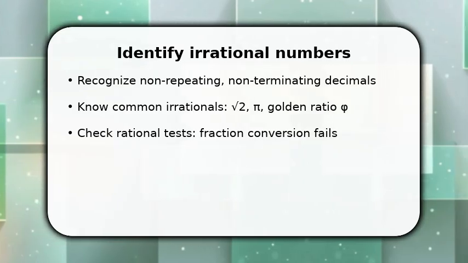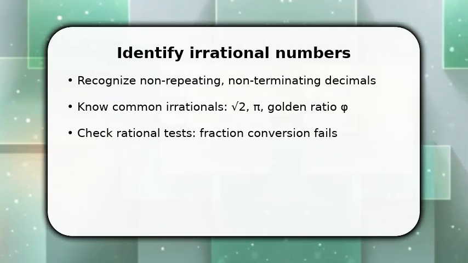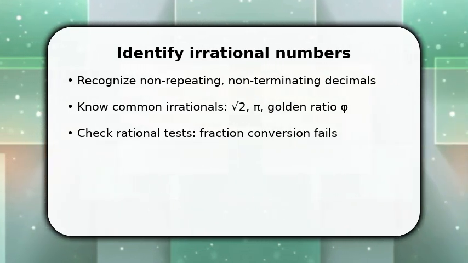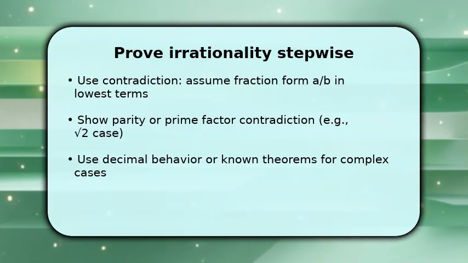Start with simple square roots. If the radicand isn't a perfect square, treat the root as potentially irrational and continue with verification steps. You will now perform the proof steps.